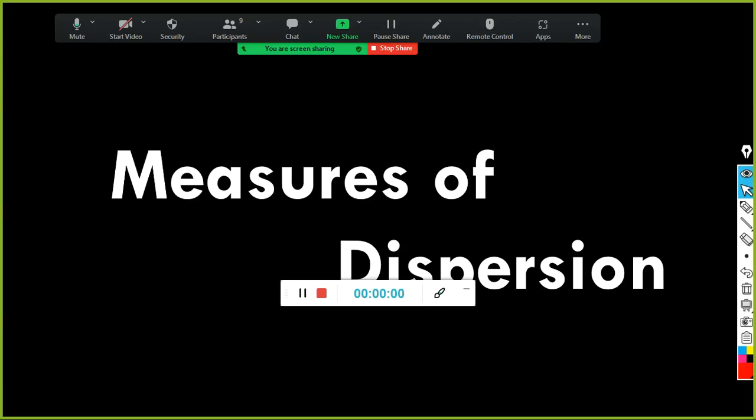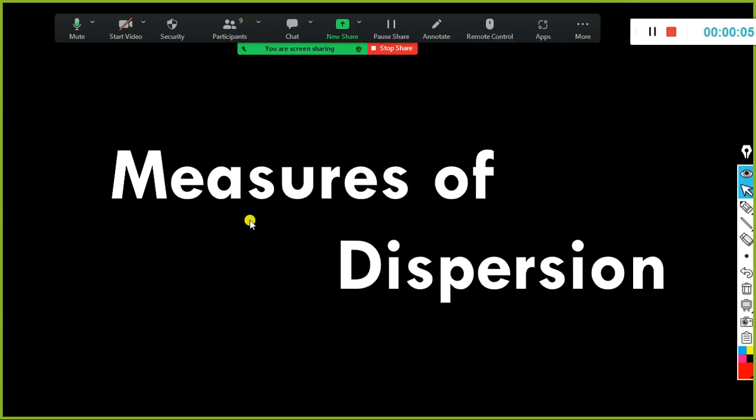Let us continue with the measures of dispersion or the measures of spread in today's session also. So we discussed what measures of dispersion is. It is also called spread, measures of spread or measures of variability. This is what we discussed in the last session. Some call it measures of spread or measures of variability.